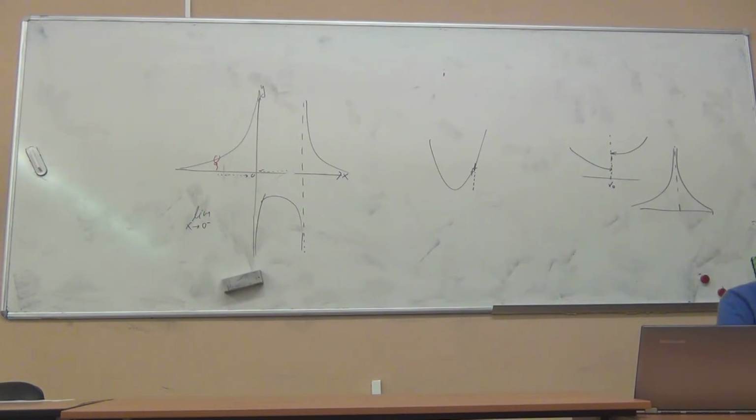Which one was it? C and D. Yeah, because in A, B, C, D, we are investigating 0, the 0 situation. So one-sided limits might be infinity. The limit in general does not exist because they are not the same. And the function itself is not defined.